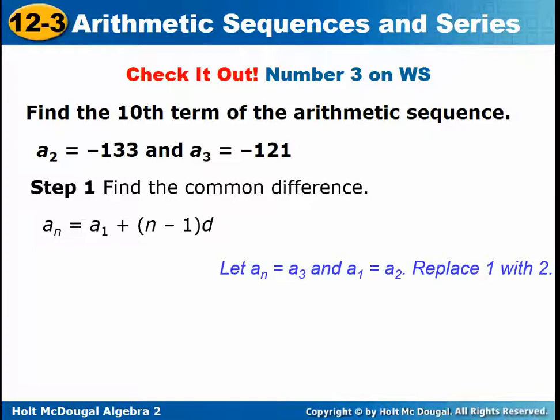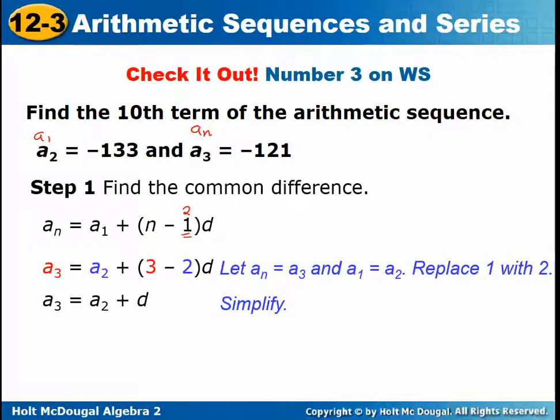Now we're going to let this one be a sub n and this one be a sub 1. And in here, since we're using a sub 1 as our second term, we have to replace this with 2. So a sub 3 equals a sub 2 plus 3 minus 2 times d. All right, now we are going to simplify that as much as we can. 3 minus 2 is 1. So that leaves us a sub 3 equals a sub 2 plus 1d.